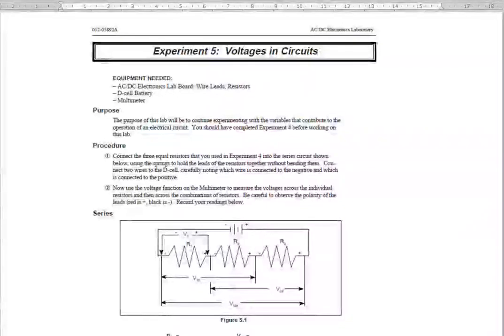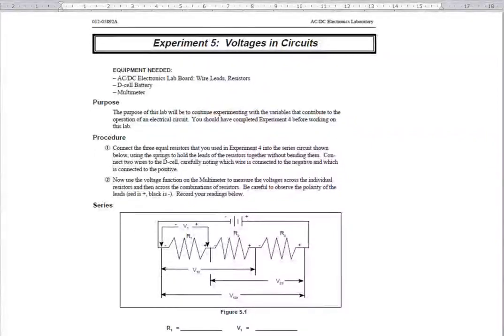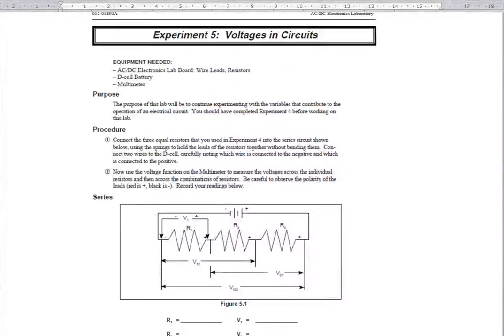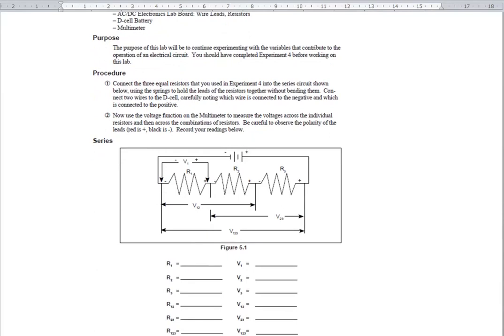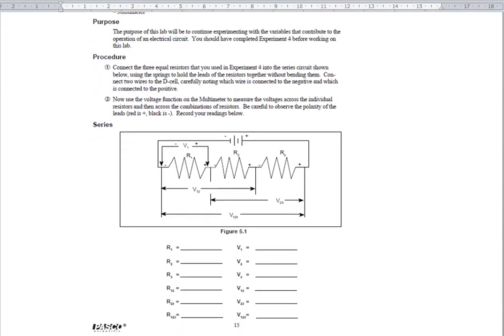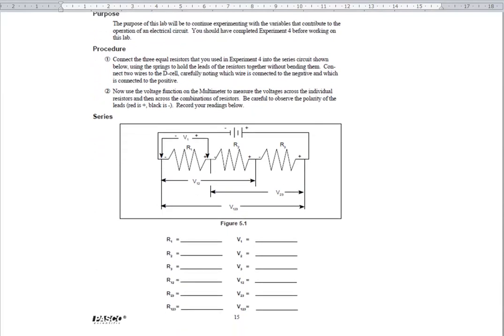Okay, let's start with the experiment. The title of this experiment is Voltages in Circuits. These are the equipment needed. You read this, you read the purpose, and I'll explain to you a little bit on the procedure, but you have to read it at home. So in this experiment, you are going to refer to this circuit diagram.